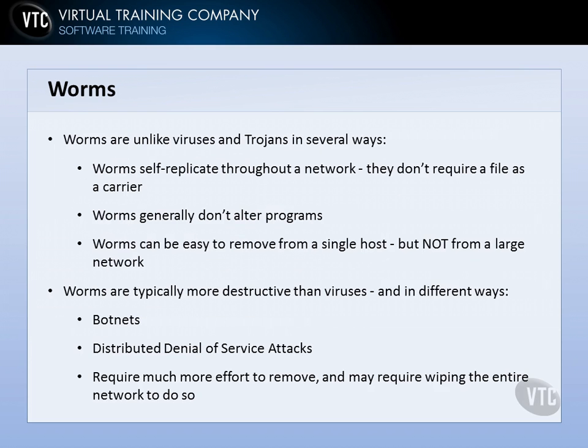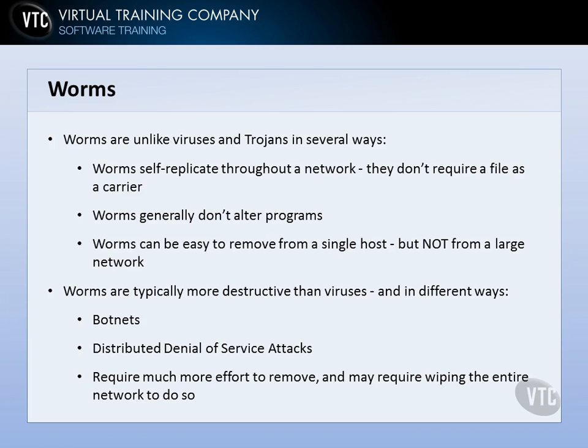Worms aren't like viruses and Trojans in many different ways. First of all, worms self-replicate through the network. They don't need a file as a carrier like a virus does. A virus has to be stuck in a file and sent via email or through a USB stick or network share or something like that. A user actually has to execute that file and get it manually from host to host. Worms don't need that. Worms self-replicate through the network. They can use chat, they can use IRC, they can use several different network programs and services to spread.